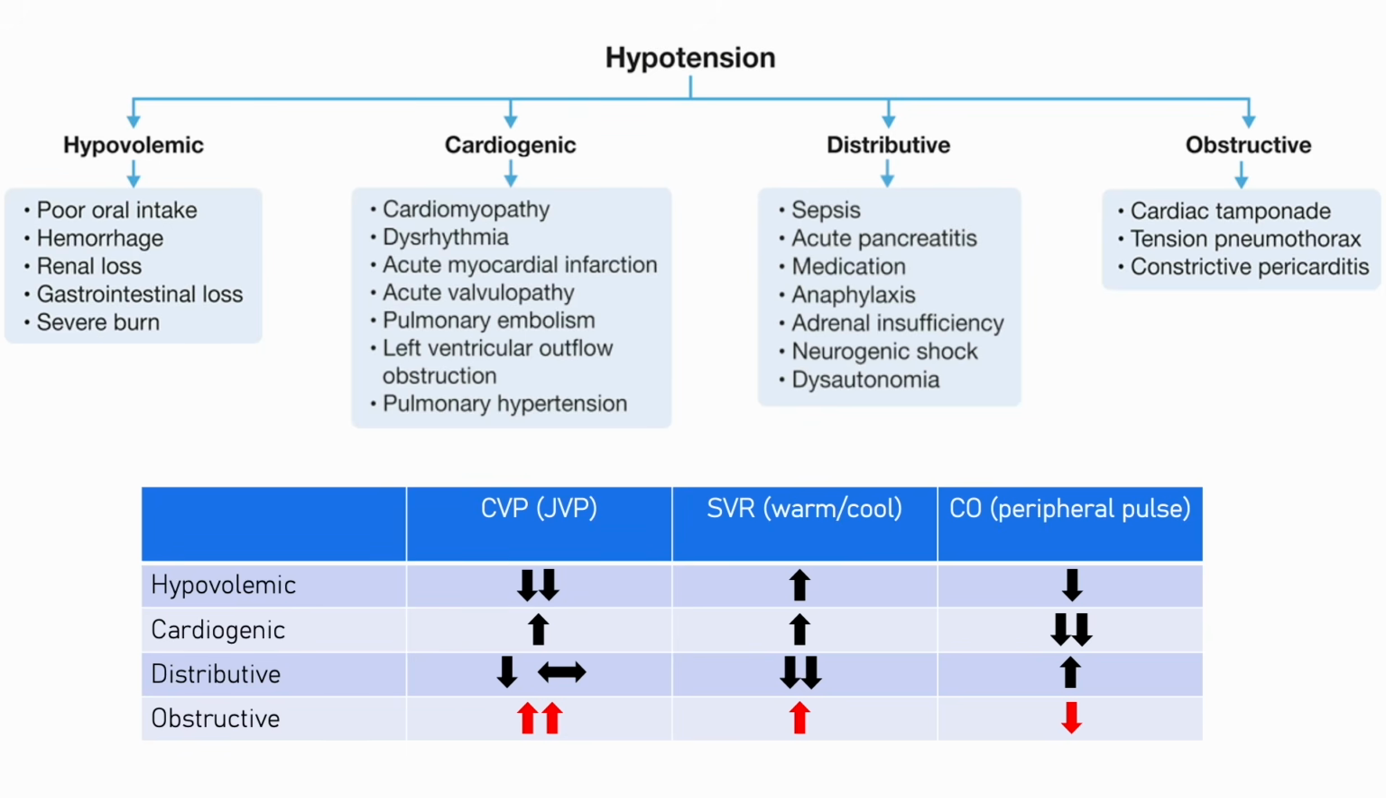a limited stroke volume. All of these conditions share the same hemodynamic pattern: high filling pressures, high SVR from systemic activation, and low cardiac output. So when a hypotensive patient has distended neck veins and signs of poor forward flow, you should think about a mechanical obstruction of circulation, not just pump failure.